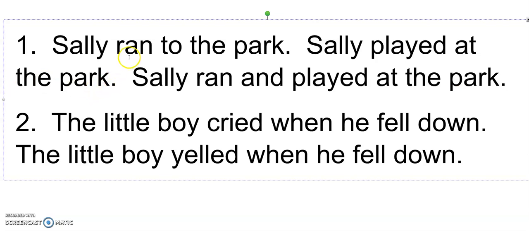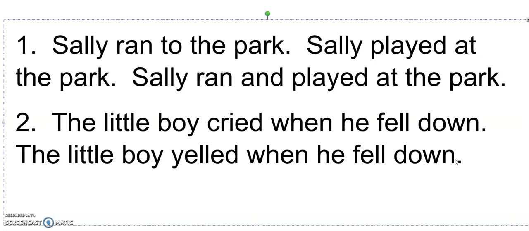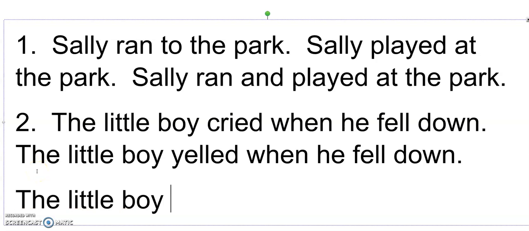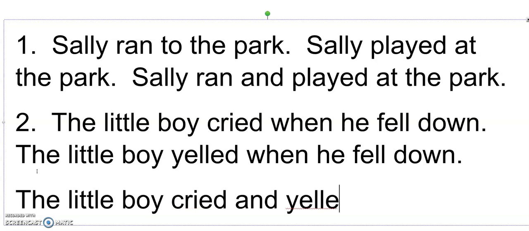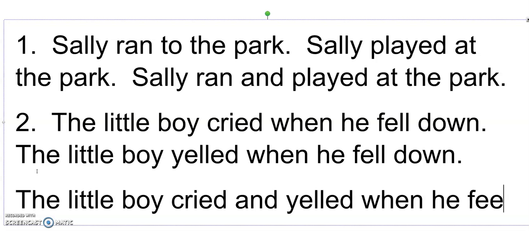Okay, so we're combining the verb ran and the verb played. Okay, in this sentence down here, instead of saying the little boy and then the little boy again, so we don't want to repeat that, we can change it to say the little boy cried and yelled when he fell down. Okay, so those can be changed with the conjunction and.